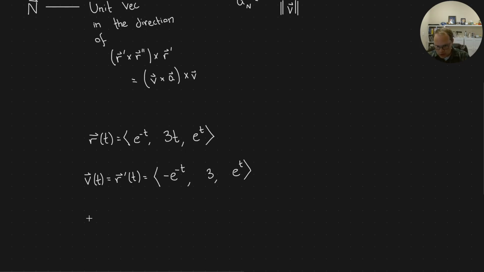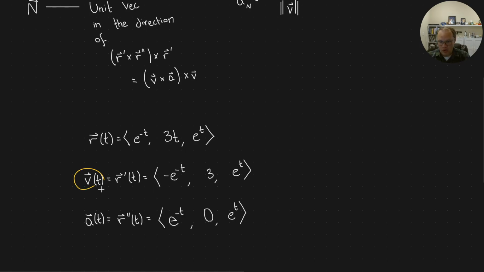Okay, and we also need our acceleration, which is the second derivative of position. So one more derivative. Derivative of negative e to the negative t is positive e to the negative t, since I've already got a negative there, so it swaps back to positive. Derivative of 3 is 0, and derivative of e to the t is e to the t. Okay, and now I'm done taking derivatives.